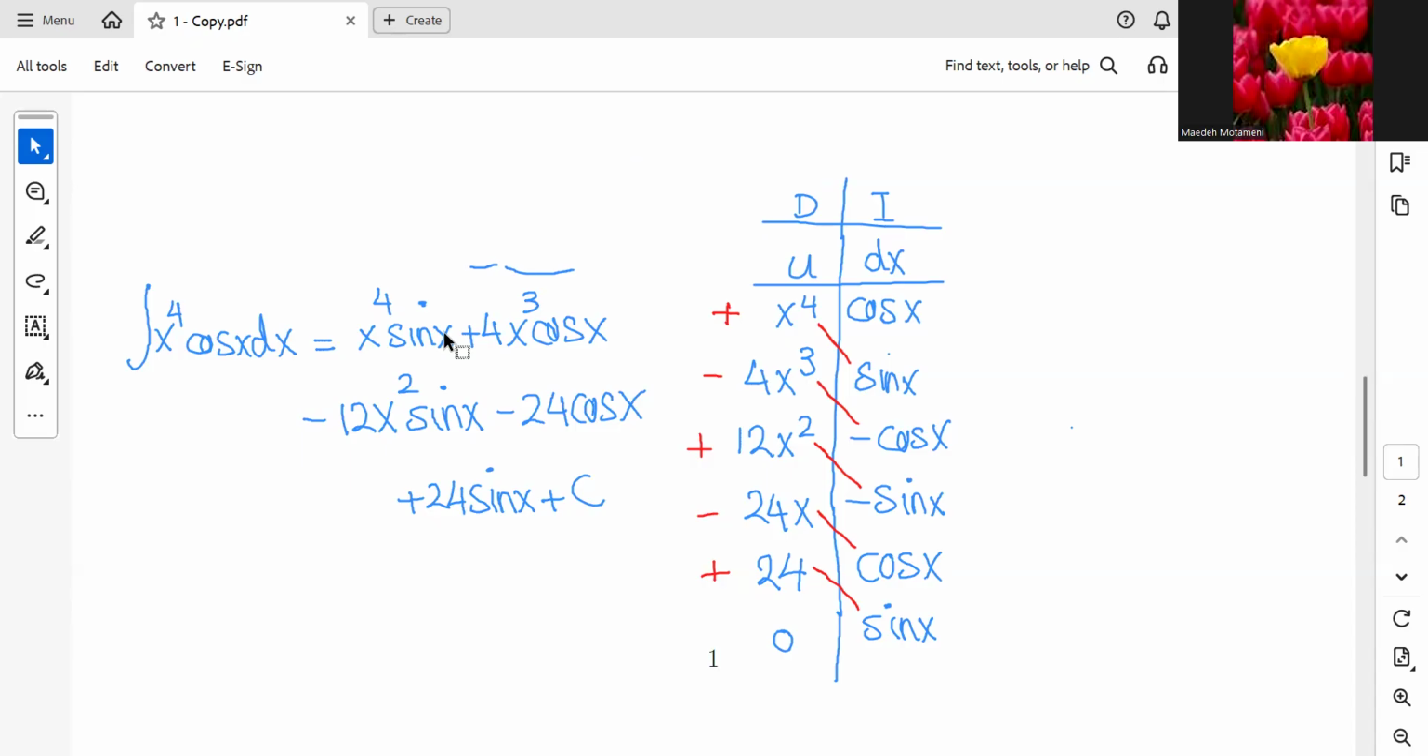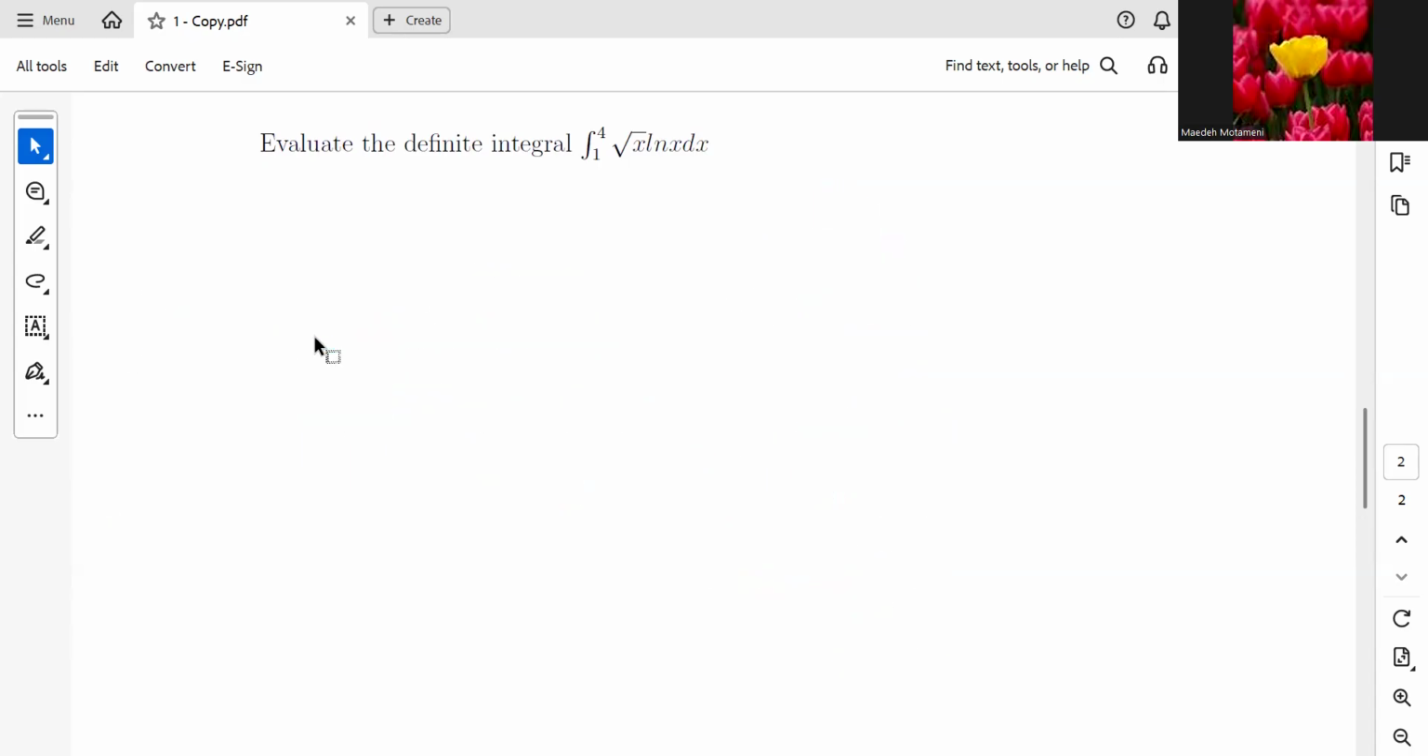Next question is evaluating the definite integral from 1 to 4 of square root of x ln of x. So in here, we have square root of x, which is algebraic, and we have ln of x, which is a log function. So between these two, we would like to pick ln of x as u, and the rest will be dv, the rest including dx.